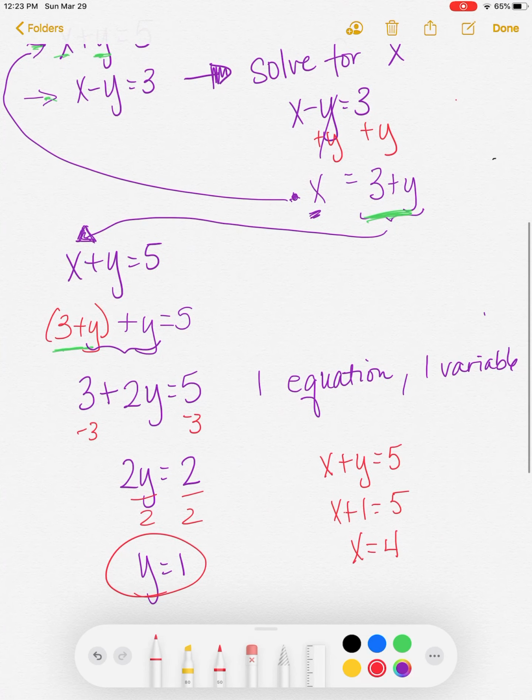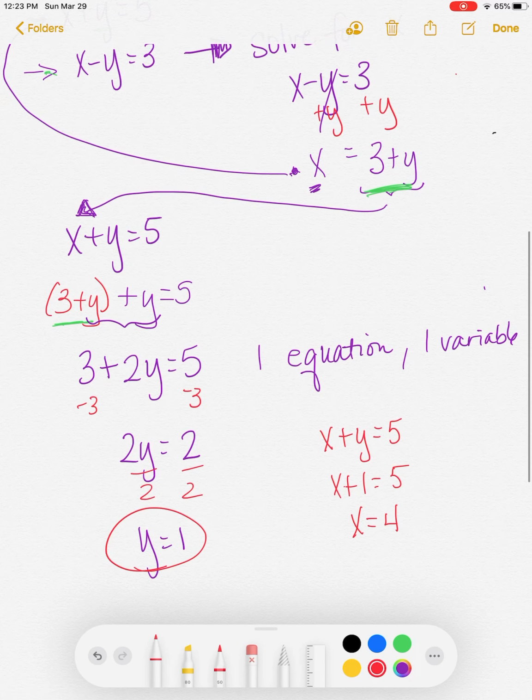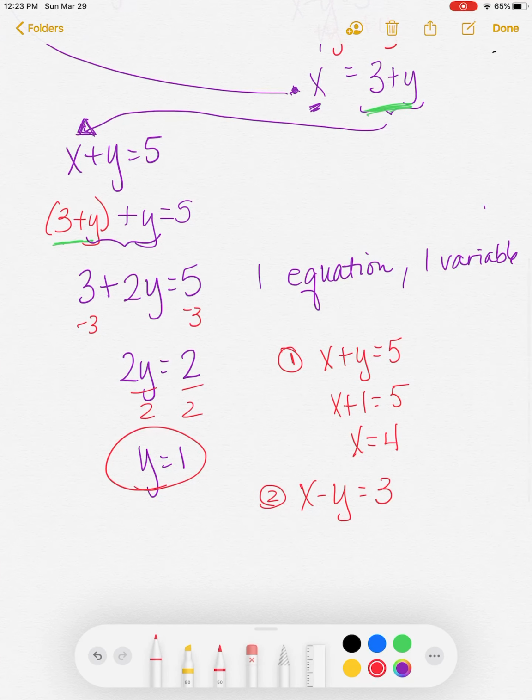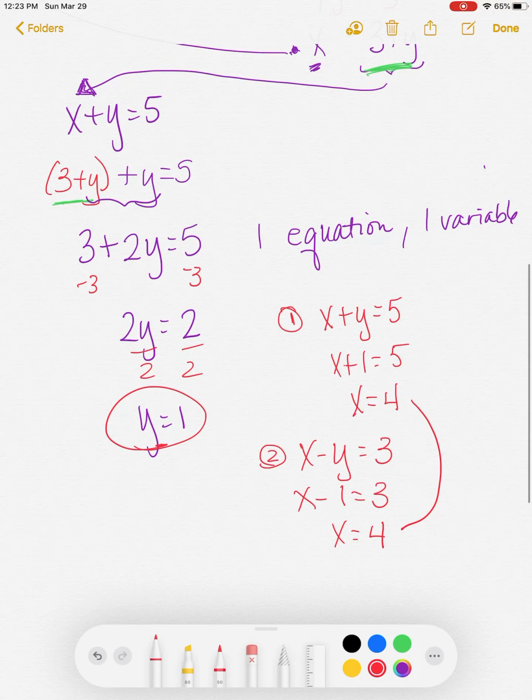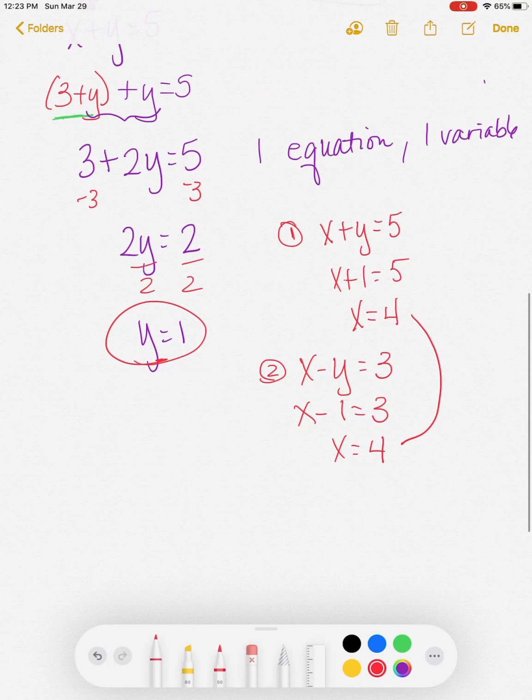Just to show you that this will solve the other equation as well, we have x minus y equals 3. So this was the first equation, and this is the second equation that I initially had. And I said y was supposed to be 1, so x minus 1 equals 3. Solving for x, I would add 1 to both sides. X will give me 4. Same solution, and that should work that way. If it doesn't, you've got a mistake somewhere.